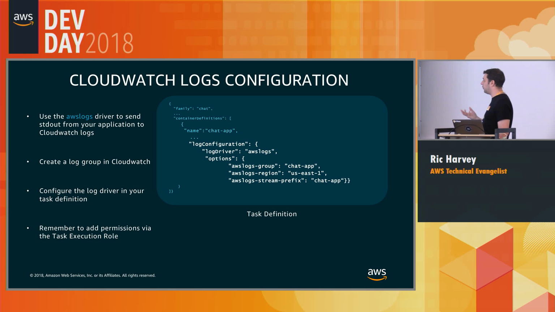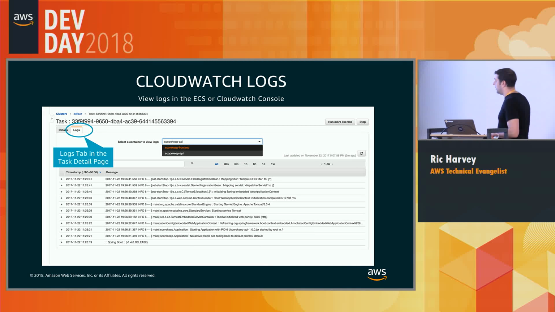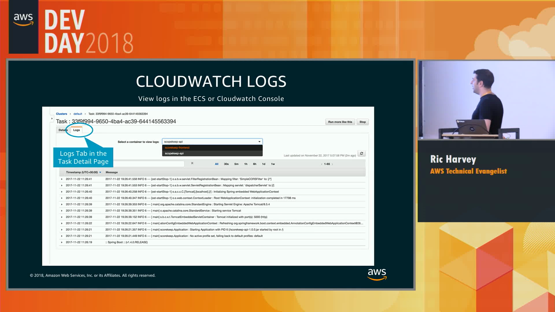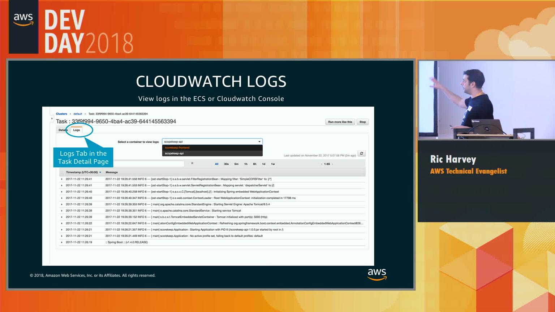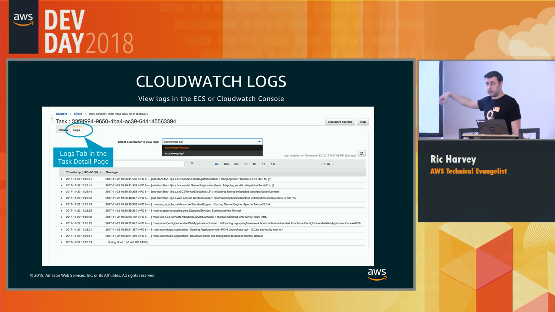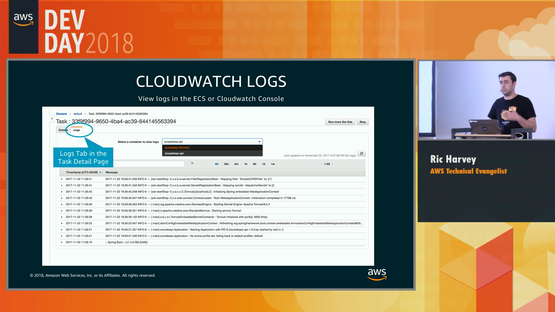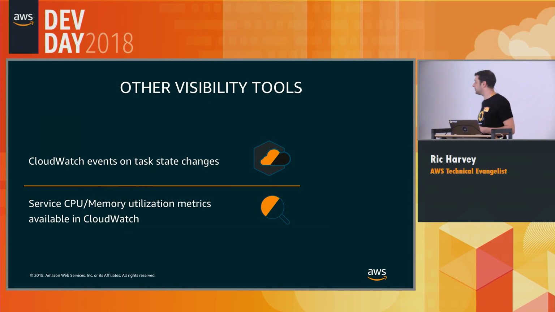And you've got to remember to add permissions for that particular stream to your execution role if you've locked things down. This isn't actually my Chat App, but this is what it would look like. If you log into the CloudWatch console, you'll be able to search for your particular log stream, go through, find your logs, and you've got centralized logging. So if you're running multiple versions of your task and your containers, they all get aggregated together and you can search through them very nicely and easily.